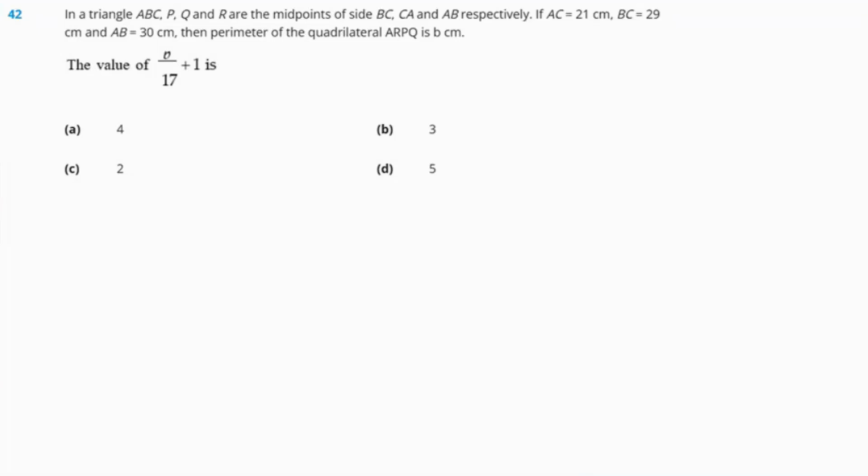Okay, if AC is equals to 21 centimeter and BC is equals to 29 centimeter and AB is equals to 30 centimeter, then perimeter of the quadrilateral ARPQ is B centimeter, that is given to us. Okay, according to that, we need to solve the entire thing. And the perimeter of the quadrilateral is B centimeter only, and the value of B by 17 plus 1 is what we need to figure out.